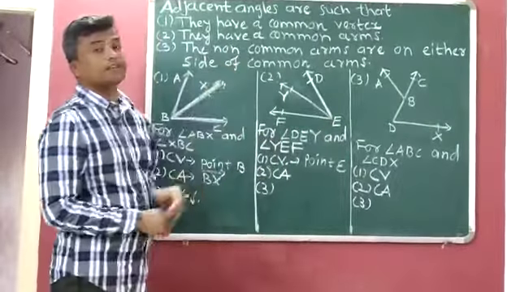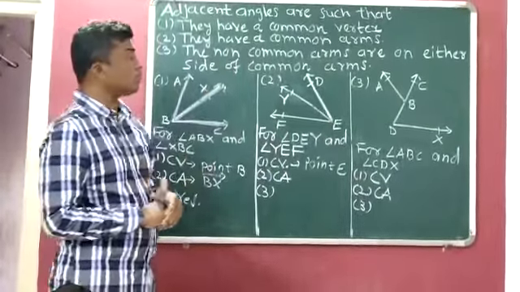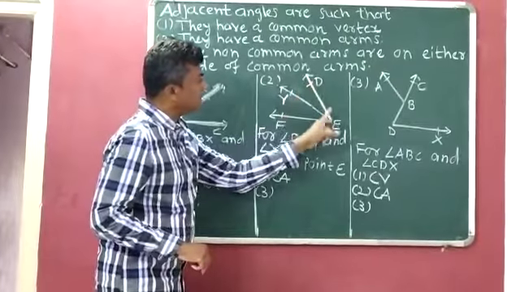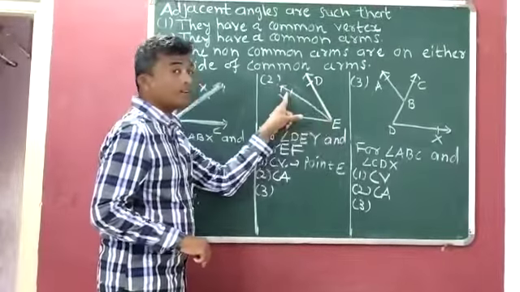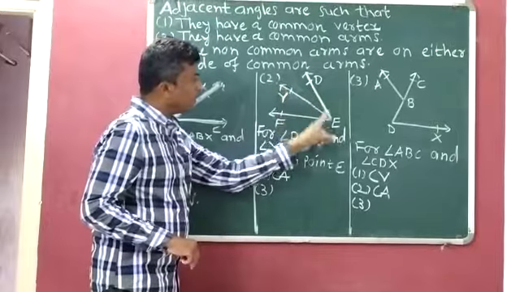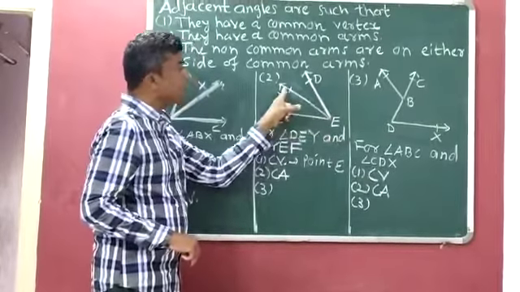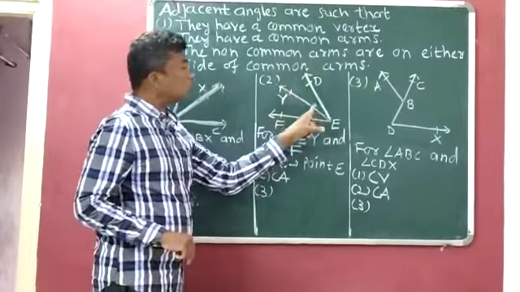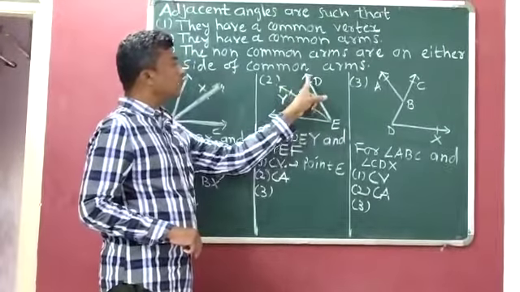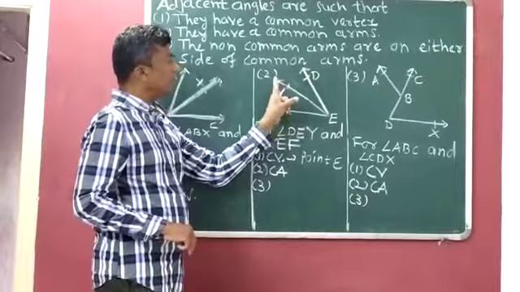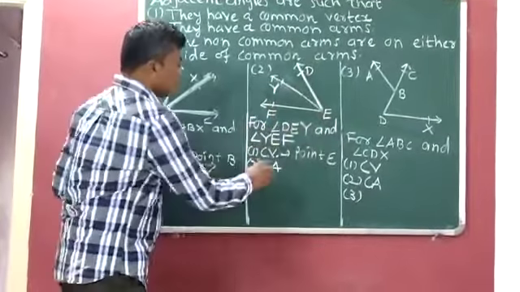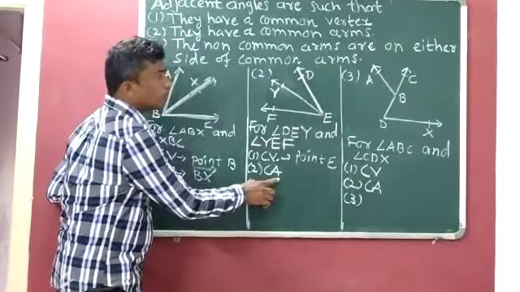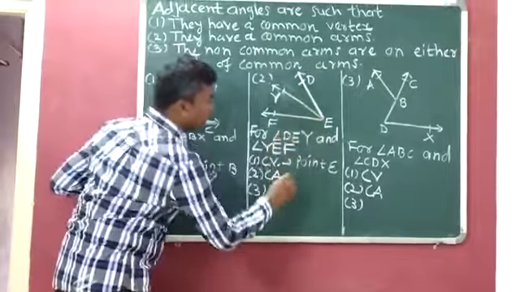Now we will check the second condition, whether they have a common arm or not. See, in angle DEY, ray EY is there. In angle YEF, again ray EY is there. It means ray EY is the common arm of both angle DEY and angle YEF. So the common arm of both angles is ray EY.